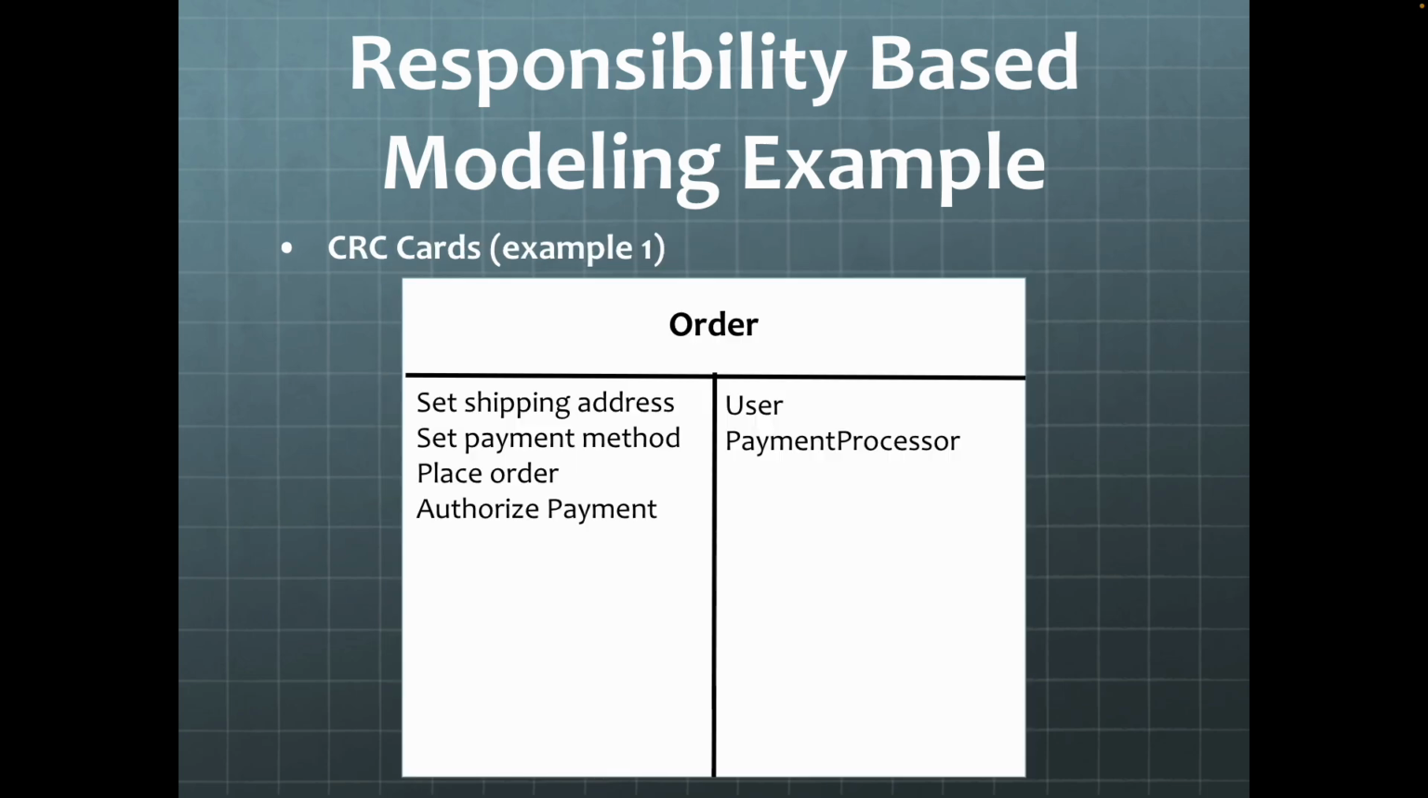So if we were to use CRC cards next, we have two options, or three options really: CRC cards, sequence diagram, or communication diagram. So if we were to use CRC cards to break the system down, we can start with the top level model that we thought about, which is order. And the order has to be able to set its own shipping address, payment method, place an order, and authorize payment. And it needs to collaborate with user and payment processor. Payment processor is needed for authorized payments. User is needed for figuring out the shipping address and payment method.